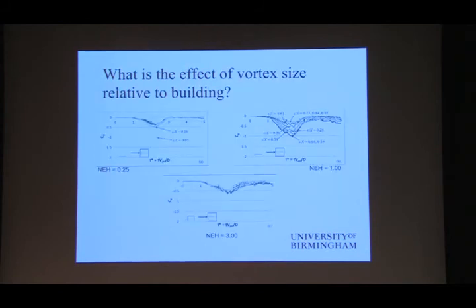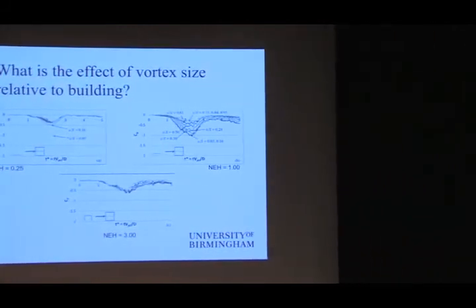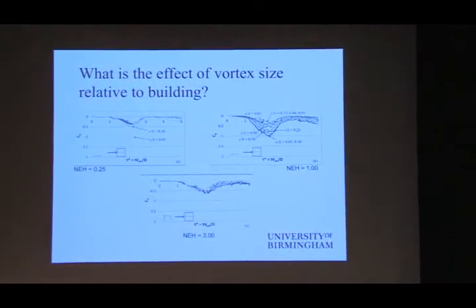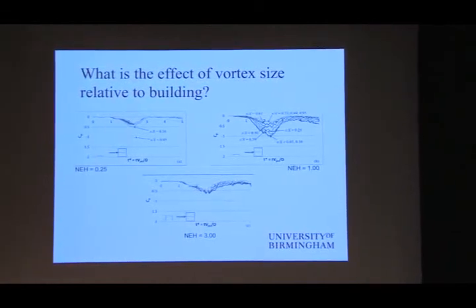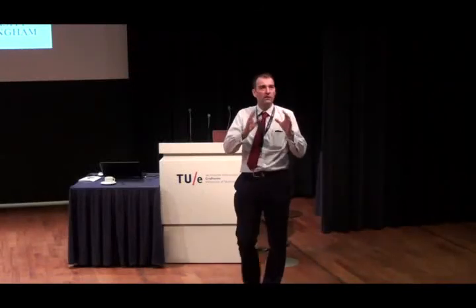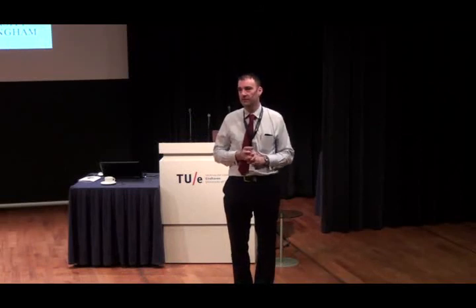So what we are particularly interested in was, well, we've got these buildings. How do we scale these buildings? How would you normally go about scaling buildings in atmospheric boundary layer flow? This is a question. I hate standing up here and talking by myself. Answers, please. How would you normally go about scaling buildings in atmospheric boundary layer flow?